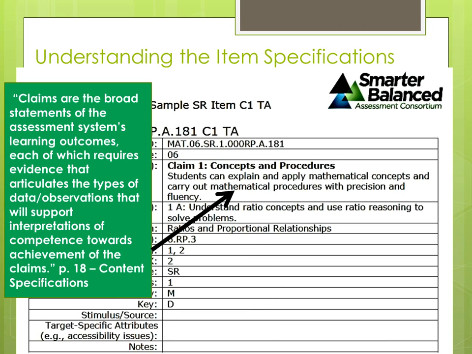Remember that the claims are broad statements of the assessment system's learning outcomes. Each of those requires evidence that articulates the type of data and/or observations that will support an interpretation of competence towards the achievement claims. Sometimes there's one claim. In many cases, two claims are being addressed.